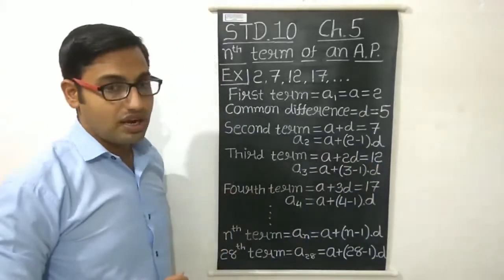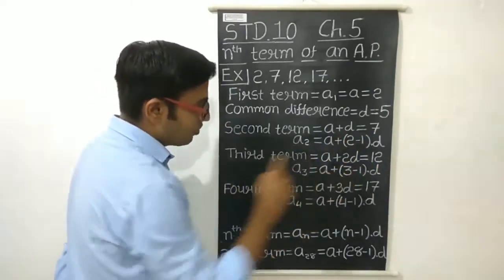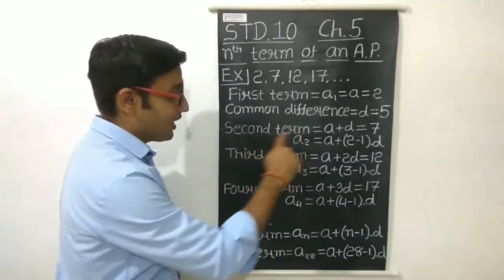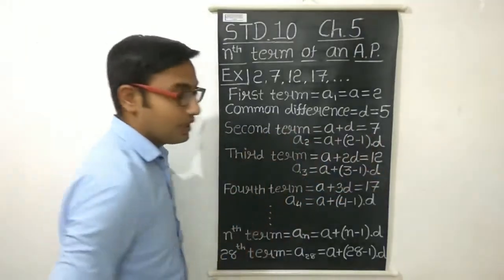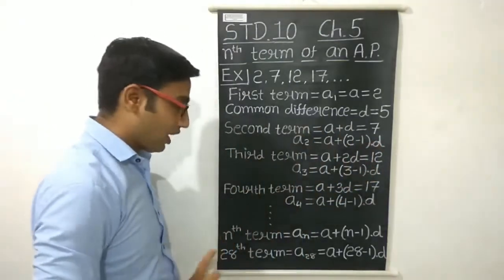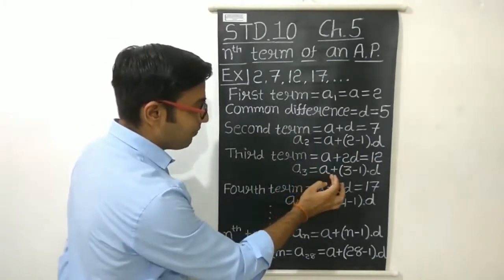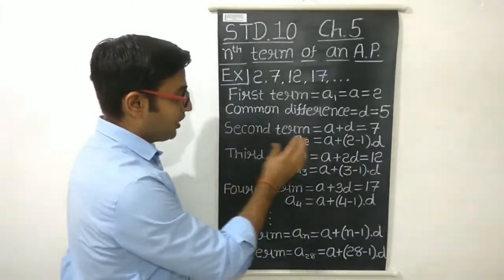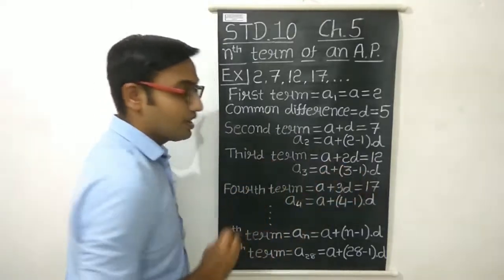One question is why instead of D we put 2 minus 1, and why for the third term we put 3 minus 1. It is because we are going to find the second term, that means A2. So we put A plus 2 minus 1 into D. Here the term number is 2, that is why we write 2 minus 1 into D. If we are going to find the third term, then A3 is equal to A plus 3 minus 1 into D. So notice the pattern. Whenever we find the second term, we put 2 minus 1. Whenever we find the third term, we put 3 minus 1.